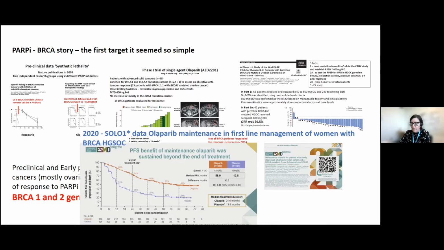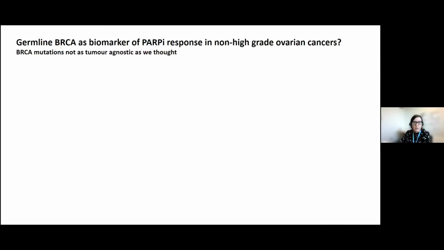So we know that this is a key biomarker for PARP inhibitors, but I want to talk a bit about the evolution of how we generated a broader church approach to PARP inhibitors. In terms of BRCA itself, is it tumor agnostic? Is it something that works in all cancers? Well, the truth is that it actually doesn't.